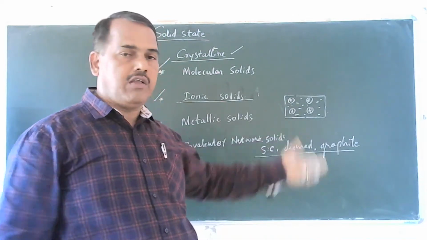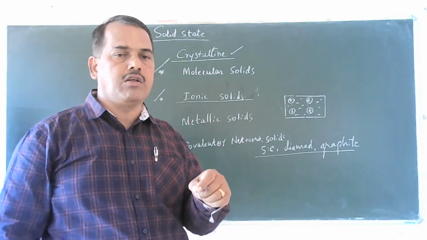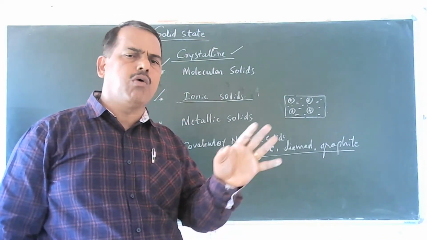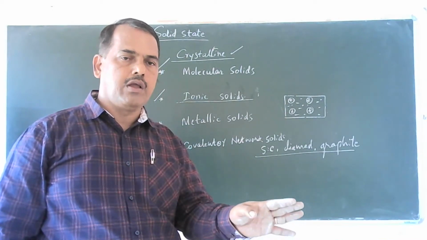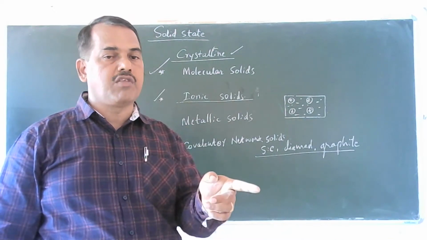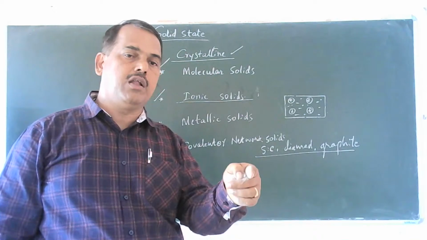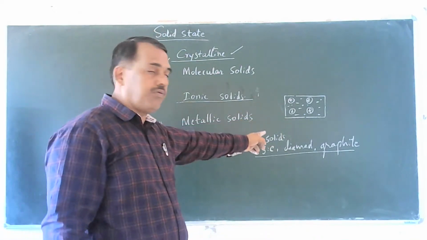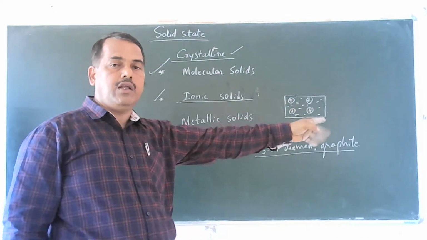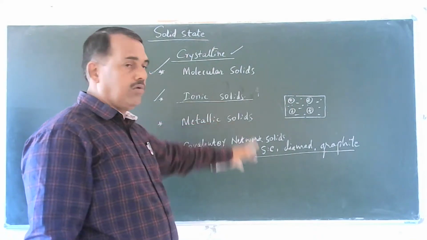Graphite is what you use day to day in a pencil for writing. If you just press it, it will break because it has a layer structure, a soft material with weak van der Waals force operating. And it is a good conductor of electricity due to sp2 hybridization, where one unpaired electron is free to move. Therefore, graphite is a good conductor of heat and electricity. Unclear? So this is covalent or network solid.